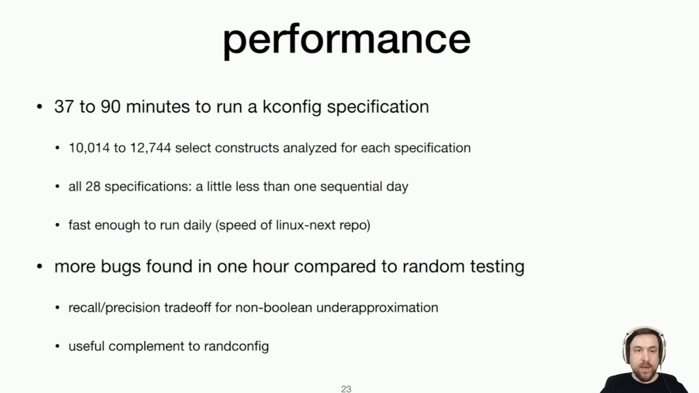And the main takeaway here is that compared to random testing for an hour of doing this, even in parallel, 28 parallel threads, we found many more of these unmet dependency bugs. And so we get this recall and precision trade-off for this under-approximation that we had. And it's potentially a useful complement to randconfig for these kinds of bugs.